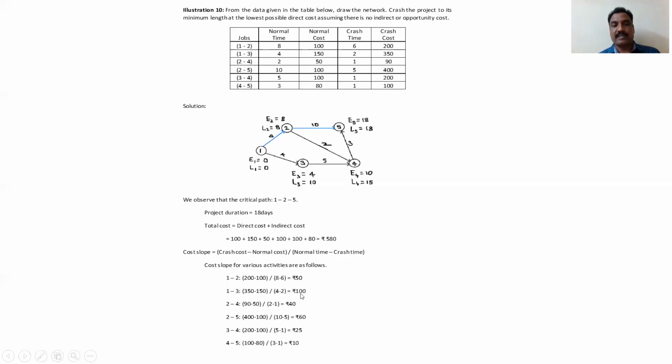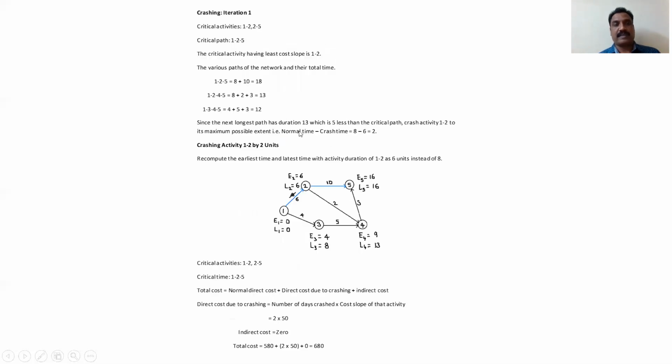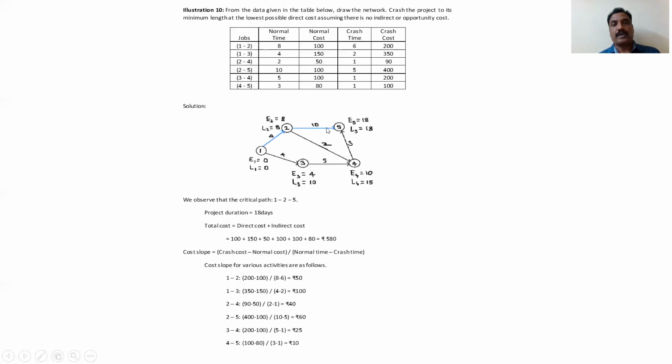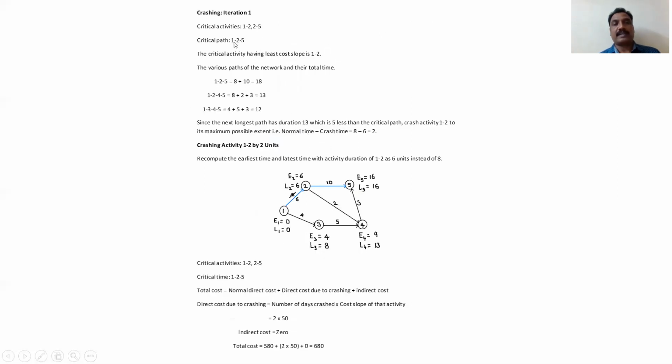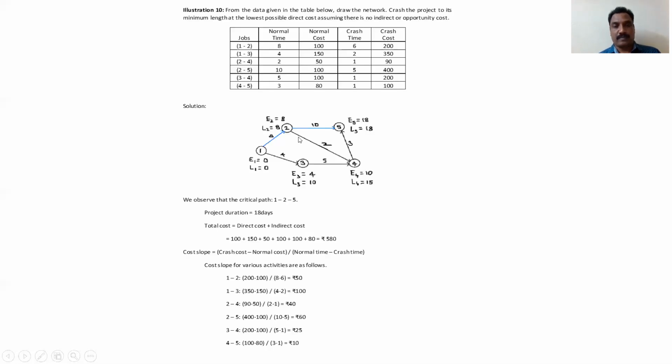The least value we'll check later. Next, which activity must be crashed on this critical path? That one we have to find out. That is called iteration 1. Critical activities, we know what they are: 1 to 2 and 2 to 5. Those are the critical activities, critical path 1 to 5. Only critical activities I am considering for the slopes. So 1 to 2, 2 to 5: which is the least, 60 or 50? So 50 rupees is the least one.